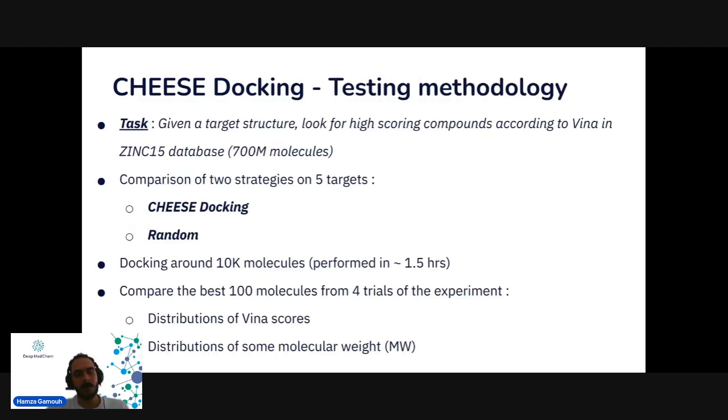So to test this methodology, this integration between cheese search and docking, we defined a task. Given a target structure, we are aiming to look for high scoring molecules according to Vina in the Zinc 15 database. Zinc 15 is one of the databases that are indexed in our cheese tool, which contains about 700 million molecules. And we will compare two strategies.